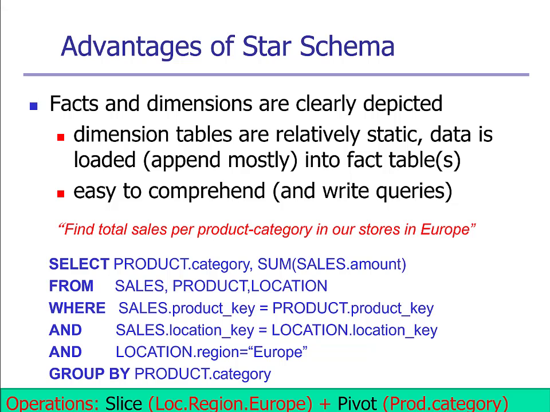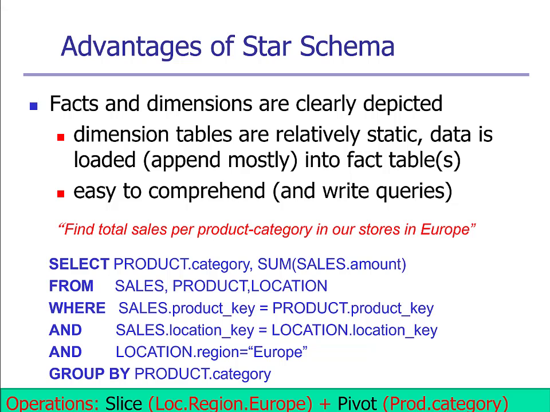Okay. And also the dimension tables are relatively static. The data is loaded into the fact tables, and usually it is appended into the fact tables, right? Because we need to keep all the historical data, right? So these advantages make it easy for the translation from a SQL query to a data warehouse query, right? This translation is straightforward.